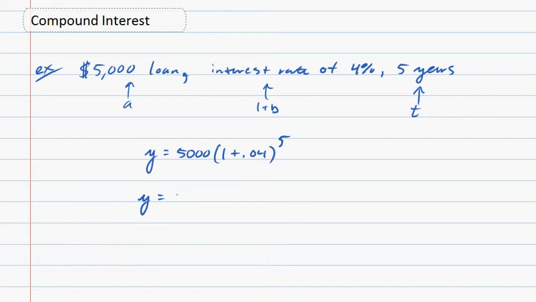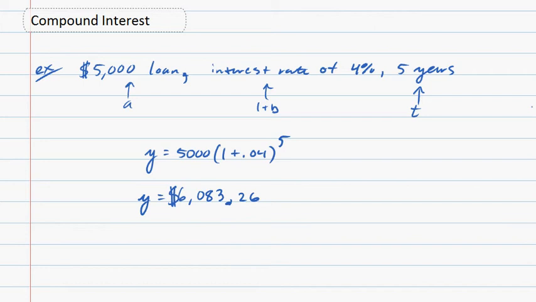So when I crunch this in my calculator, this is going to be $6,083.26, rounding to 26 cents. So $1,083.26 are going to be charged for you to keep this loan for 5 years.